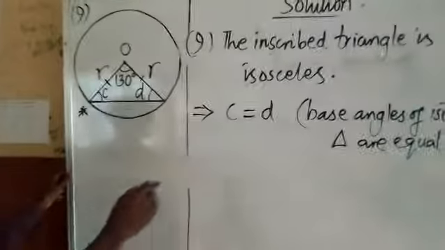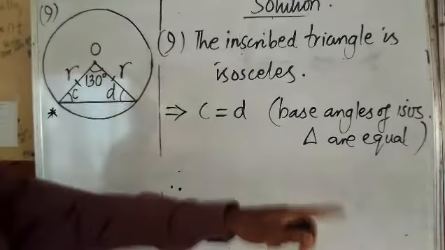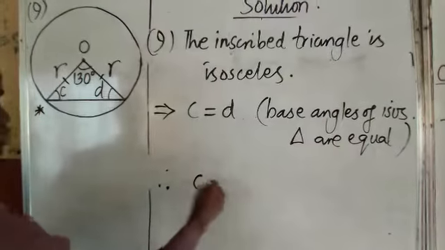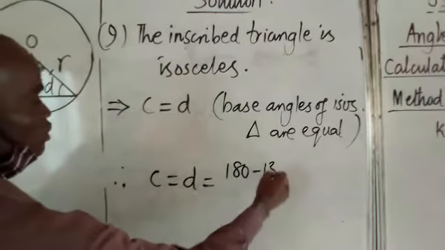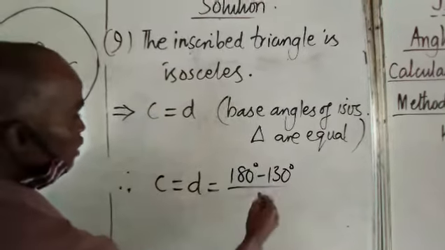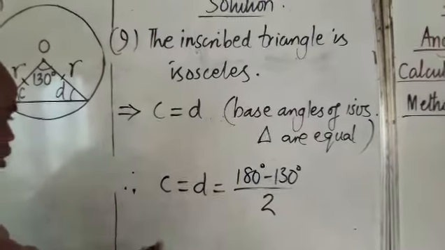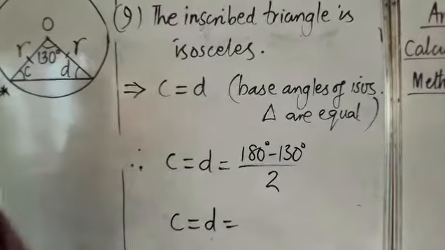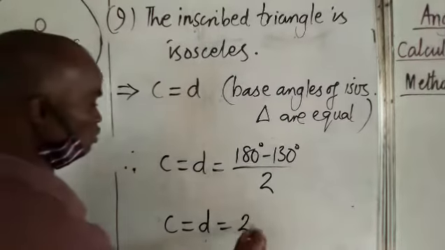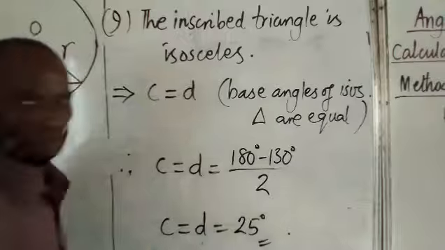Okay? So, therefore, it's similar to example 8. C is equal to D is equal to 180 minus 130 degrees divided by 2. Okay? 180 minus 130 is 50. 50 divided by 2 is 25 degrees.